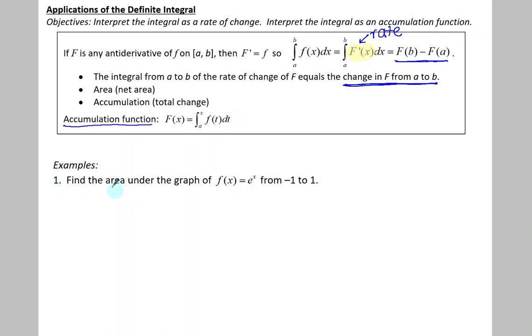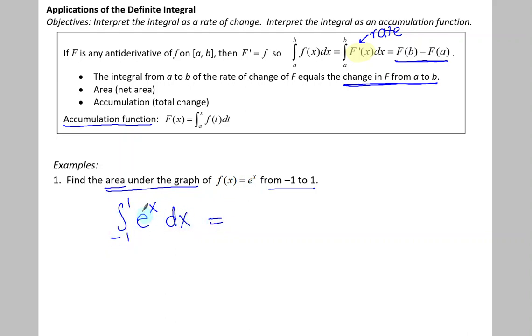1. Find the area under the graph of f of x equals e to the x from -1 to 1. Anytime we see area under the graph, we want to think of the definite integral. In this case, we're going from -1 to 1, and our integrand will be the function e to the x. Always write dx when you write an integral.